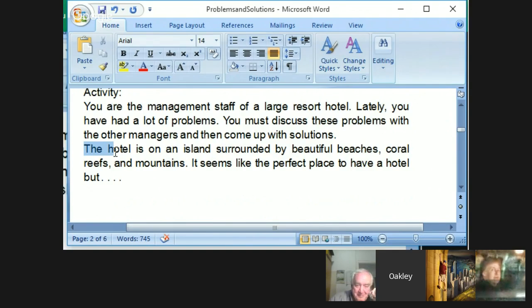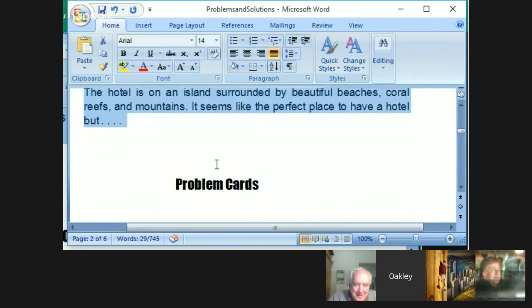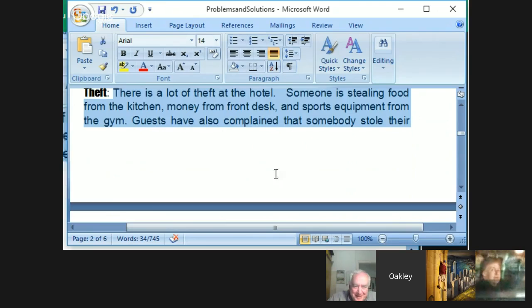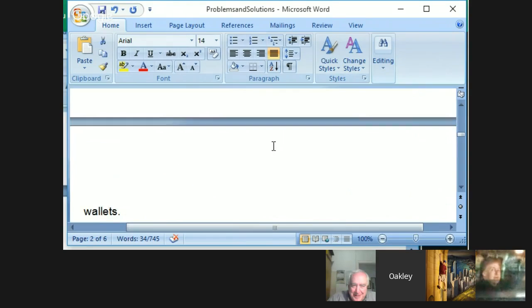All right. Here's our situation. We're in the hotel. We're having a meeting. The hotel is on an island surrounded by beautiful beaches, coral reefs, and mountains. Seems like the perfect place to have a hotel, but dun dun dun. Okay. First problem. There's a lot of theft at the hotel. Someone is stealing food from the kitchen, money from the front desk, sports equipment from the gym. Guests have also complained somebody stole their wallets.